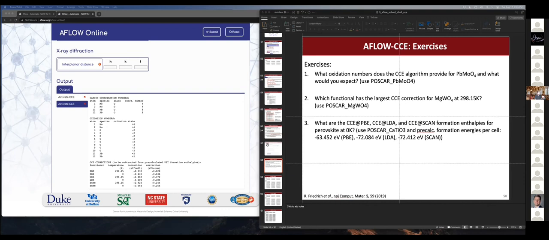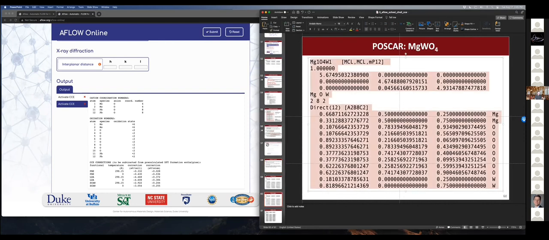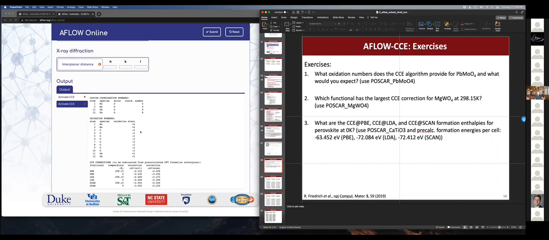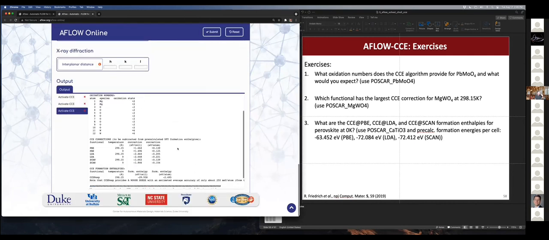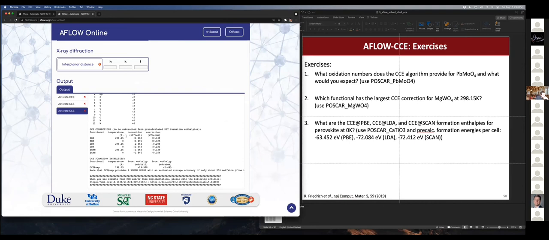Okay, so second question, we're going to pull our second structure here. And the question is, which functional has the largest CC correction at room temperature? Hit submit. Okay, so we want to look at the correction. We want to compare this correction versus this correction and this correction. So you can see that the largest is going to be for LDA, and you can see that it's quite large. Okay, so for the local density approximation, we get a very large correction for this particular compound.